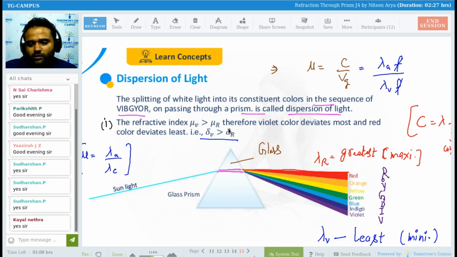What is the meaning of deviation? Everyone knows: if this prism is not there, this white light passes straight through somewhere like this, isn't it? Or more clearly, somehow like this. So we can directly see first of all that red has minimum deviation, and violet has maximum deviation.